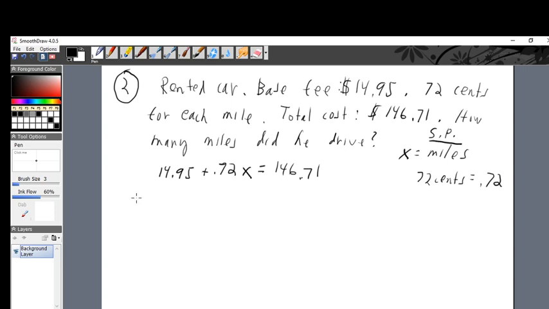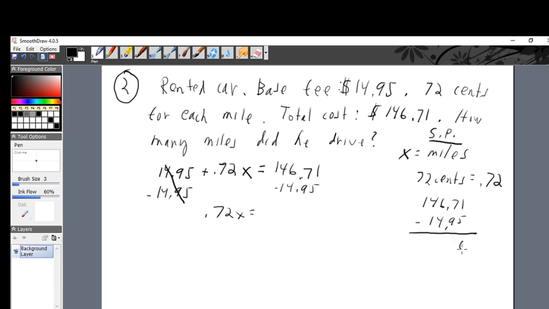Okay, step one. We're just solving this linear equation. Minus 14.95 on the left and minus 14.95 on the right. This is gone. This becomes 0.72x. On my scrap paper, how much is 146.71 minus 14.95? They'll give you a calculator for a problem like this, I'm quite sure. I'm doing it without a calculator.